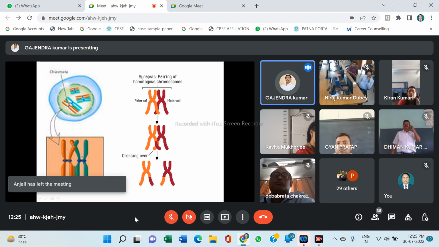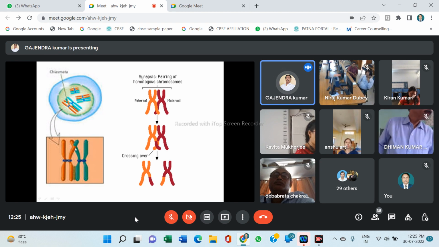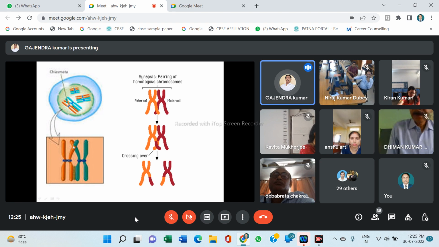These are sister chromatids, but the chromatids of this one and this one are non-sister chromatids. Both non-sister chromatids overlap each other and a cross-like band is formed. This cross-like band is called chiasmata formation, and this feature is called crossing over. And that we used to give the clarification before the students.